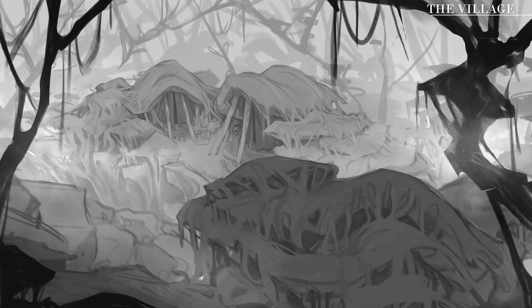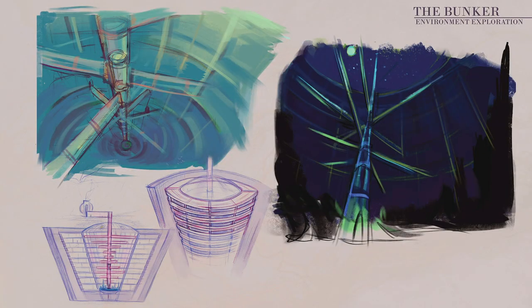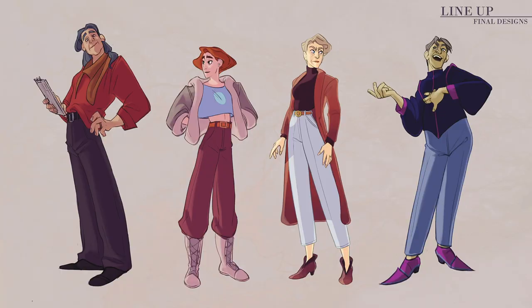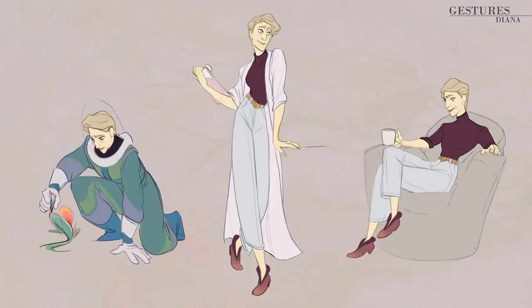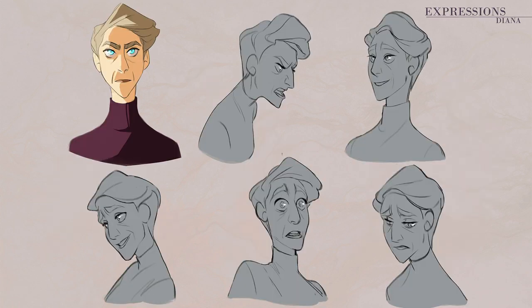The year is 2070, and a deadly parasitic fungus has forced humans to seclude themselves in a huge underground bunker. The only hope for society is a family of brilliant researchers who must risk everything to save humanity. Diana is the lead biologist in charge of the dangerous mission of researching the fungus. She is loving but severe and understands firsthand the risks of the mission.